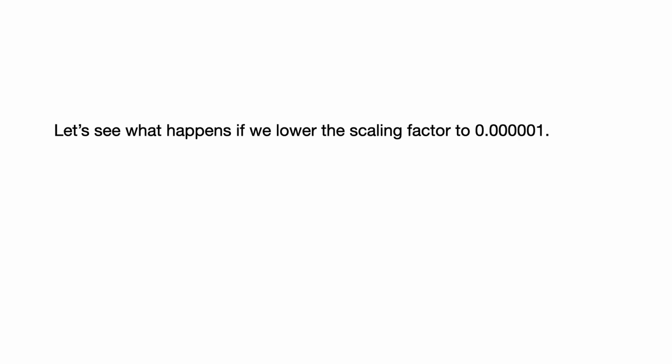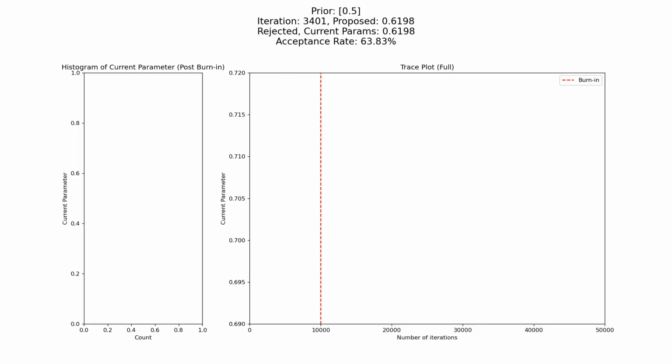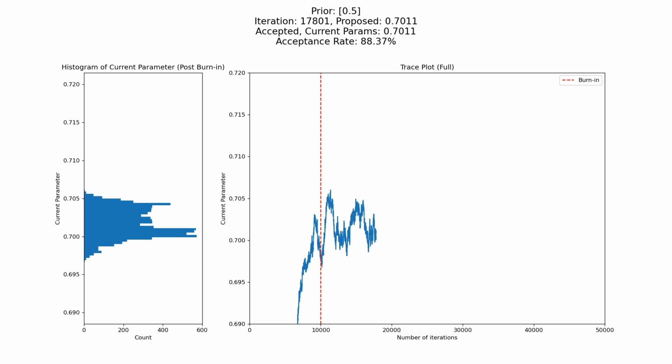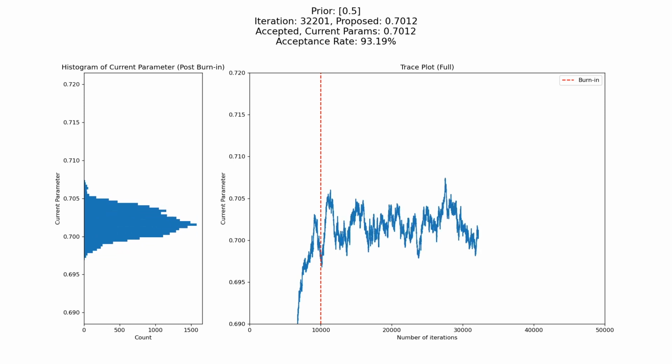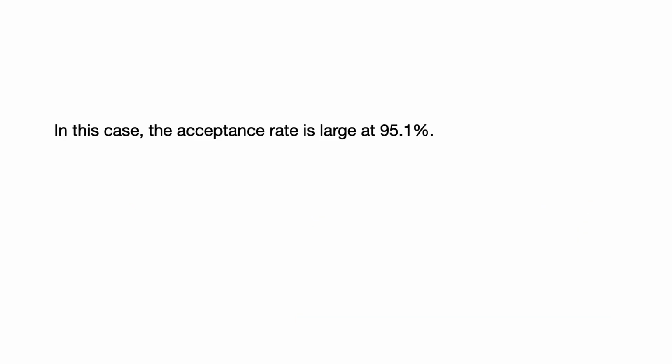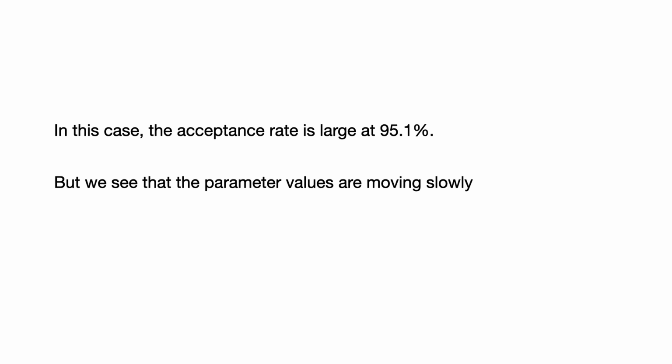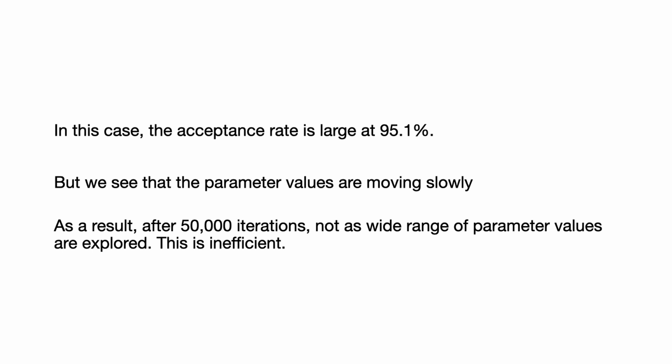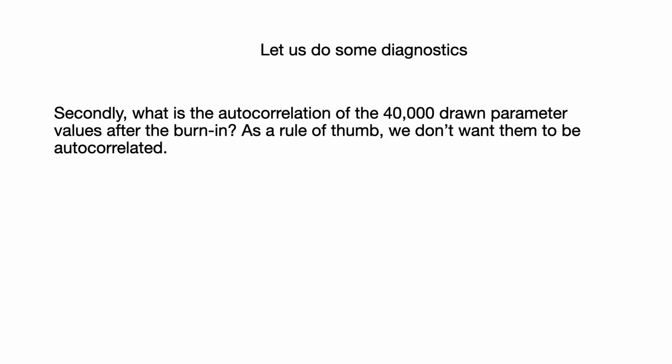Let's see what happens if we lower the scaling factor to 0.000001. The acceptance rate is large at 95.1%, but we see that the parameter values are moving slowly. As a result, after 50,000 iterations, not as wide a range of parameter values as it could have been is explored. This is inefficient. Secondly, what is the autocorrelation of the 40,000 drawn parameter values after the burn-in?